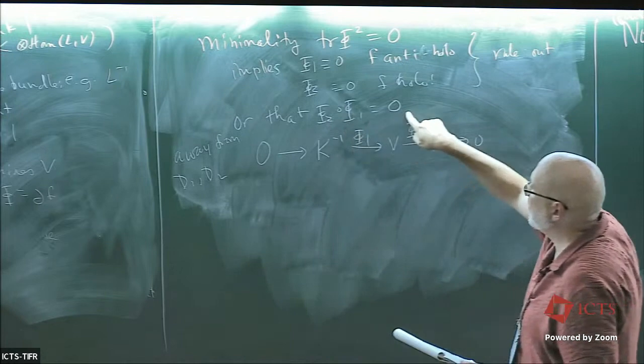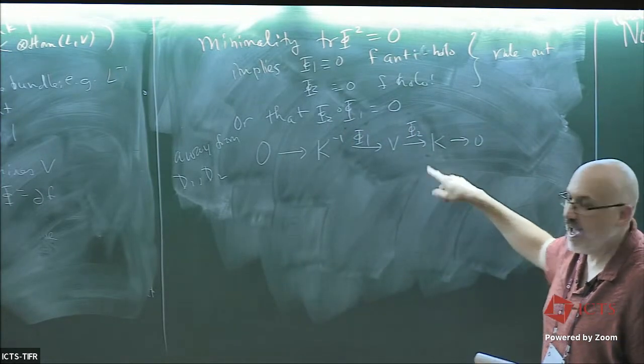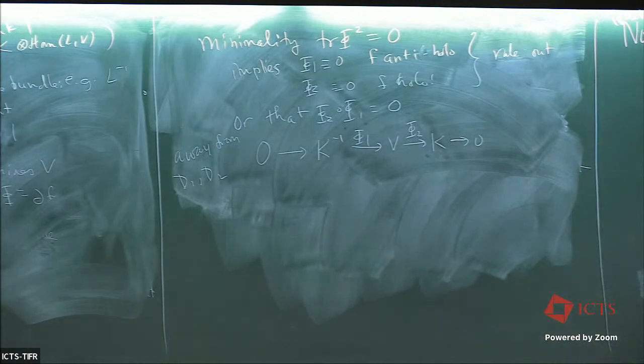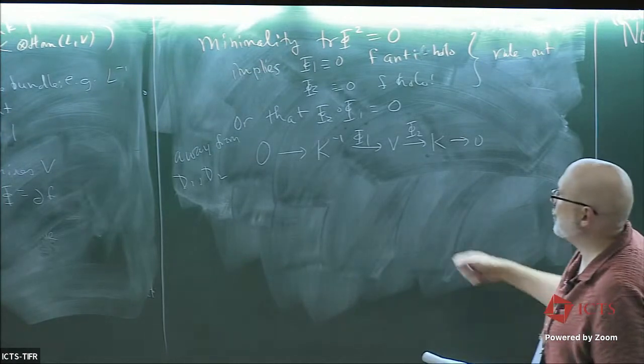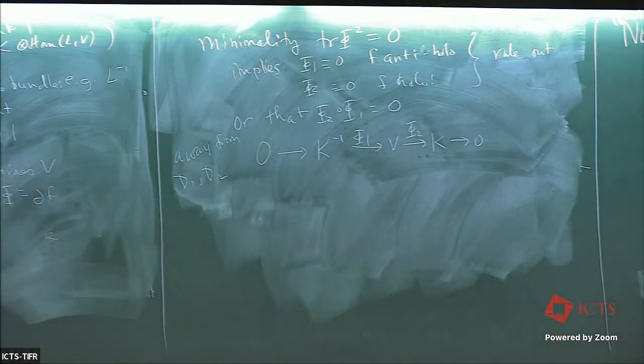So the fact that this composition is 0 means that this is a short exact sequence. And this collection of these short exact sequences exactly corresponds to this extension class. So in this case, D1 and D2 would be empty. With this extension class, you would have something like this. Okay.